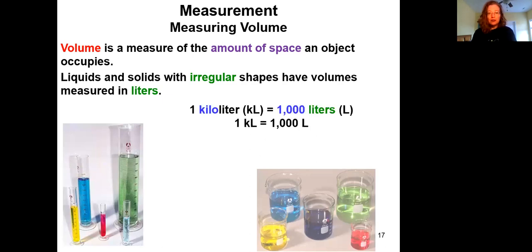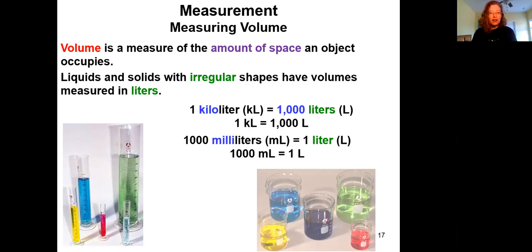1 kiloliter, KL, is 1,000 liters. 1,000 milliliters will then make up 1 liter. It's written as little m, big L, just so that people don't get confused as thinking it's a number 1.